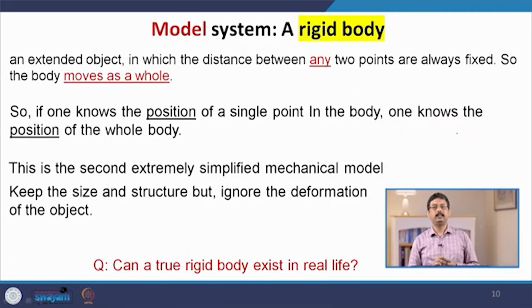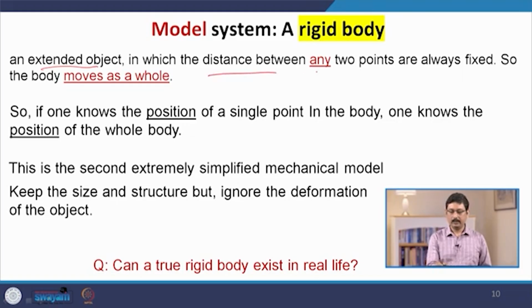This is the second very simple mechanical model that we shall use. This is for an extended object. A rigid body is an extended object in which the distance between any two points is always fixed. If I take, let us say, a sphere and take any two points, say the center and any point, or this point and this point, the distance is always fixed.